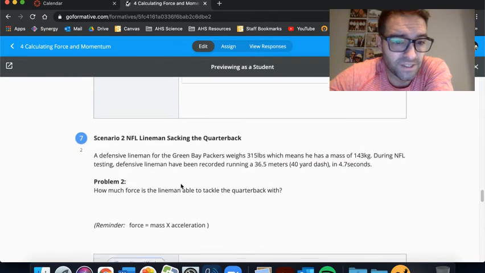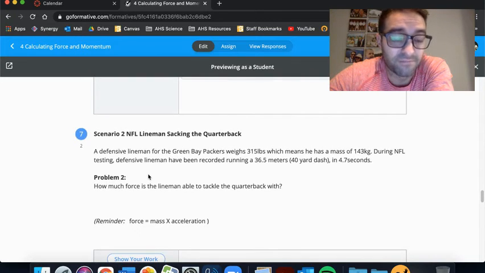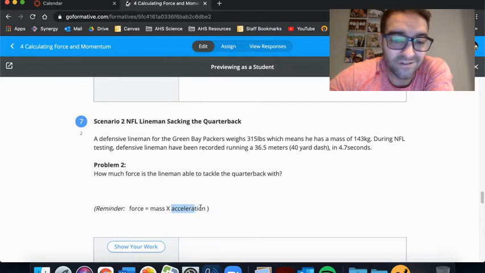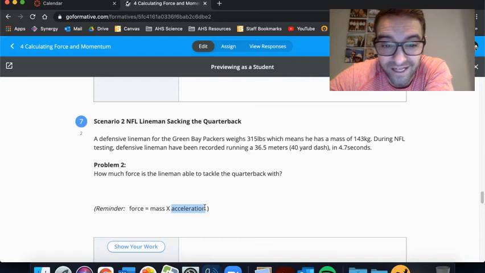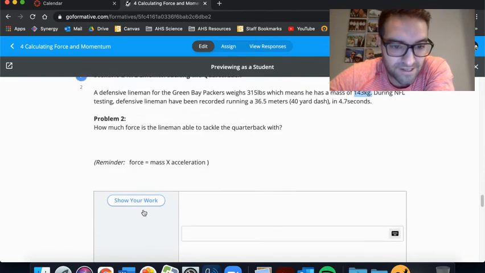Scenario 2, problem 2. How much force is the lineman able to tackle the quarterback with? Again, you've just calculated the acceleration of that lineman. Very large dude with the mass, okay? I've given you the mass. So now can you calculate the force in which he will be hitting the quarterback, if he hits him, right?